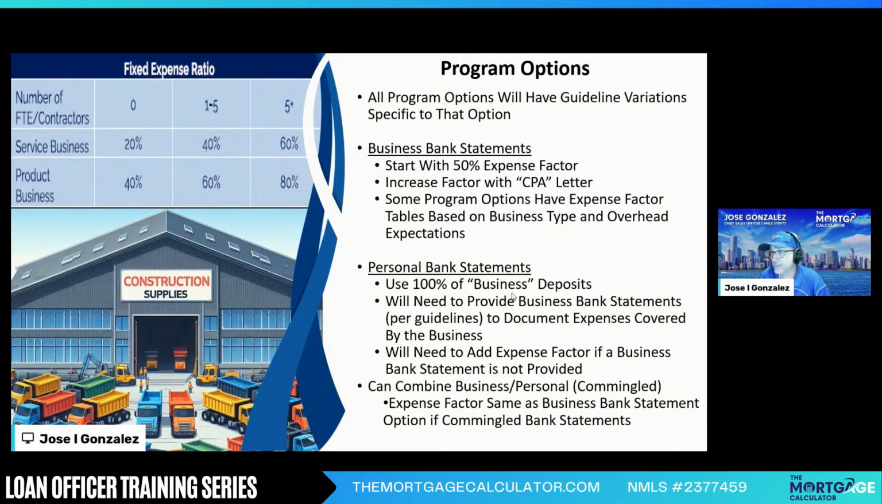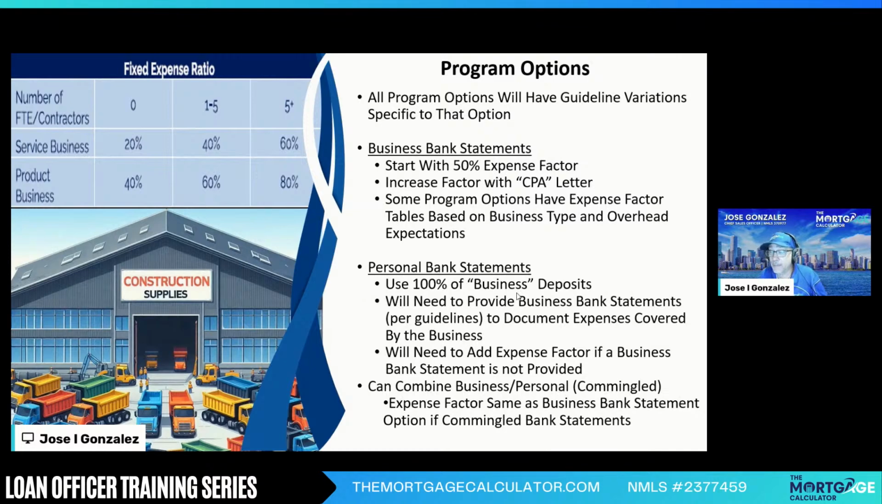Now, our business bank statement options start with a 50% default expense factor, but that's not across the board. That's usually, right? Usually they're going to have a default expense factor of 50%.